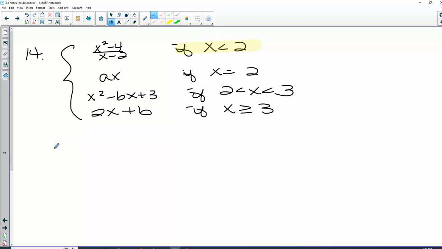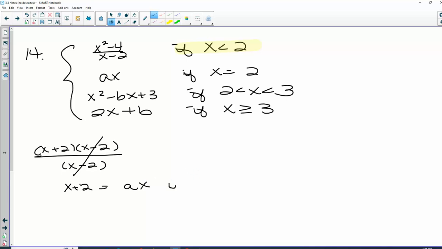Factor. Okay, so x squared minus 4 would be x plus 2 times x minus 2. Now this piece, the x plus 2, has to equal the next piece, the a times x, when x is equal to what? 2. To 2, in order for them to match up. So if I plug in a 2 for my x, 4 equals 2a, so a has to be 2.